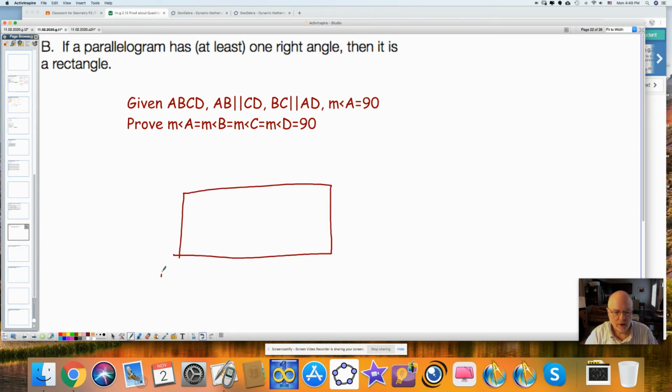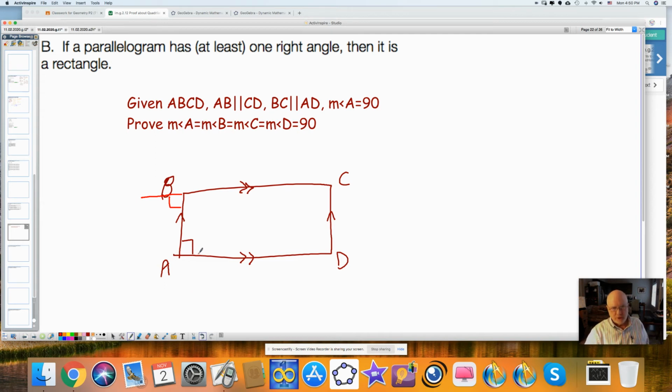Here's a drawing. I have A, B, C, D. And I'm given that this side is parallel to this side. It's a parallelogram. This side is parallel to this side. And I'm given that this is 90 degrees. To prove that all four angles of a parallelogram are 90 degrees, I'm going to draw, well, let's see, if this is a parallelogram, I will extend this side, and I'm going to draw alternate interior angles.